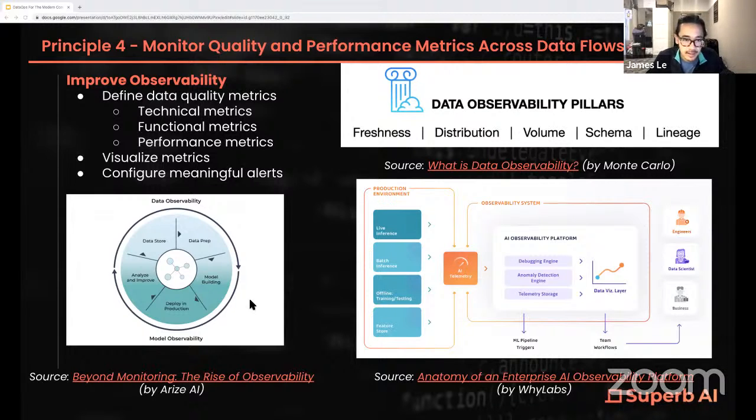The team at Arize AI came up with the concept they call model observability, which is the process of collecting model evaluation in training, validation, and production environments, and then tying them with different analytics workflows to allow a practitioner to connect all these parts to solve the ML engineering problems together. Then finally, the team at WhyLabs proposed the anatomy of an enterprise AI observability platform, which includes key capabilities like telemetry collection, a time series database, a debugging engine, an anomaly detection engine, and a visualization layer.